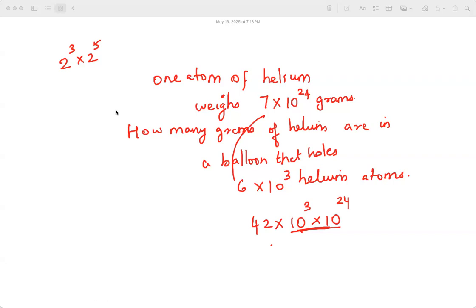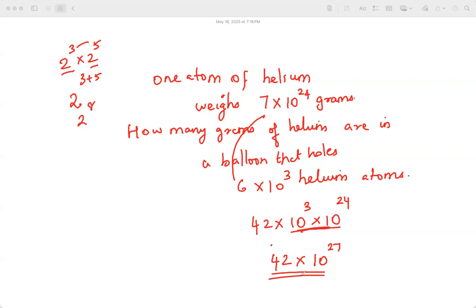2 power of 3 times 2 power of 5. What did we do when the bases are the same? You add the exponents. That's 2 power of 8. So here what will you do? 42 times 10 to the power of 27. 10 power of 27. Good job.